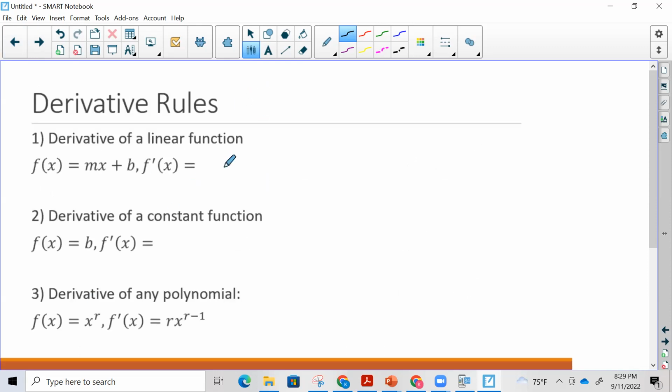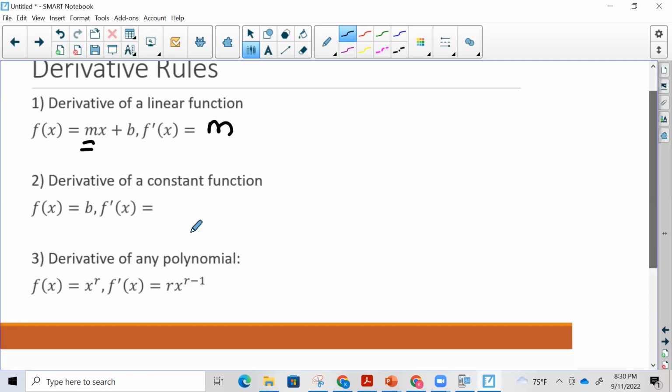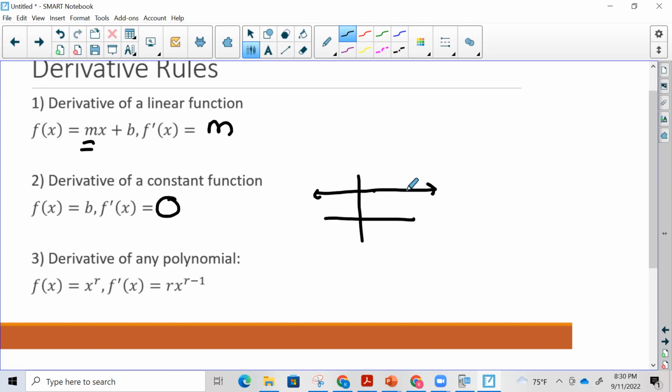So in general, if it's a linear function where it's mx plus b, the derivative is always just m, whatever the slope is. If it's a constant function, if you remember, a constant function is always a horizontal line. And for a horizontal line, the slope is always 0, because if you pick 2 points, the y values are the same, and that means when you subtract them, you get 0 in the numerator.